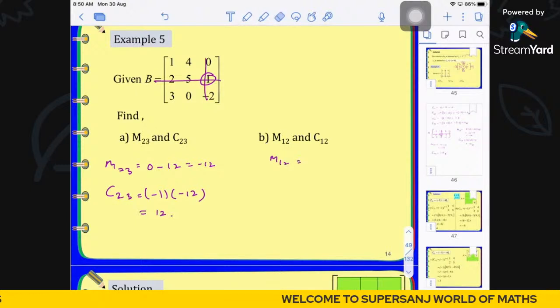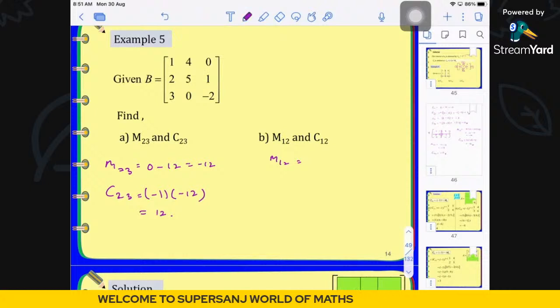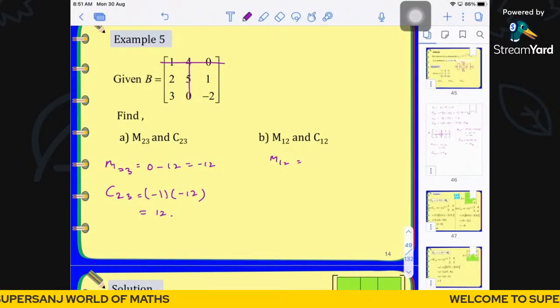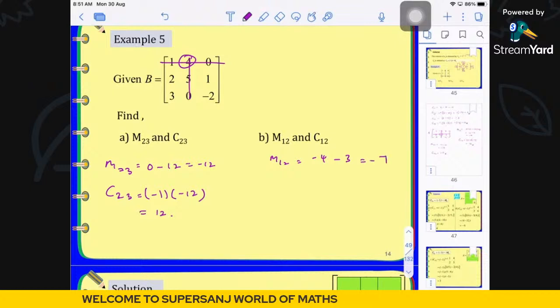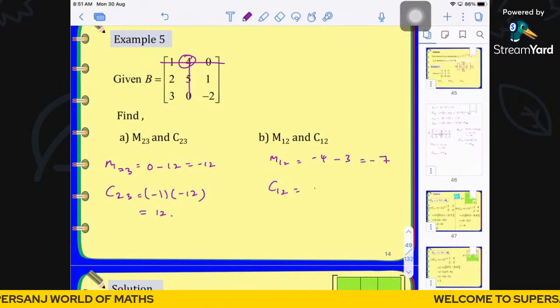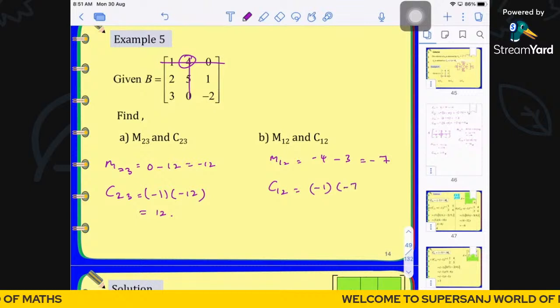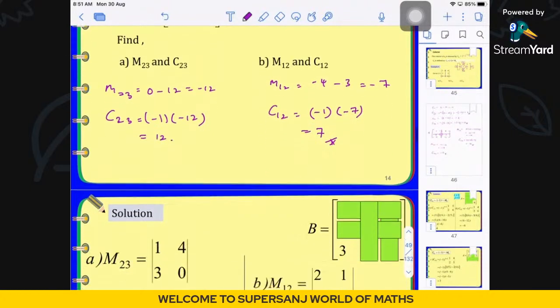Let's see, where is M12? M12 is first row, second column. So M12 is this element, right? Okay, first row, second column. So for M12, negative 4 minus 3, so you get negative 7. So C12, because it's an odd position, is negative 1 times negative 7, which will give you 7. Clear? That's all.